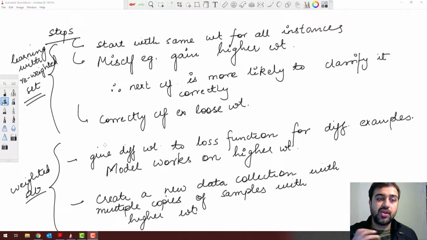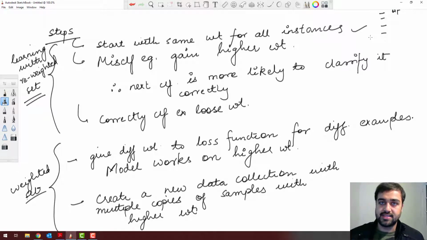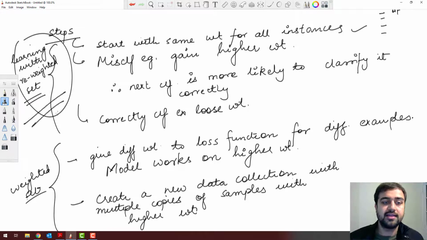So in learning with a reweighted training set, we start off with some weight for all instances, right? Every data point in your data set is given a certain weight. Now, misclassified examples gain higher weight as soon as they're misclassified. A certain value is added to its weight so that the weight value increases, right? This is done so that the next classifier is more likely to classify correctly, right? Now, once a data sample is correctly classified, it loses its weight, right? So this is how you learn with a reweighted set.